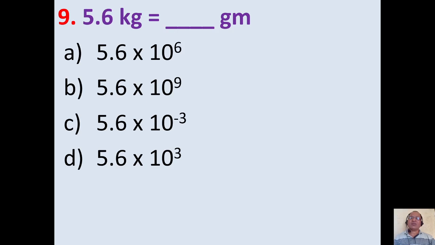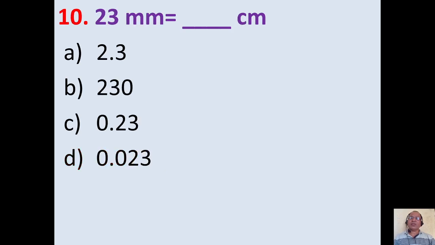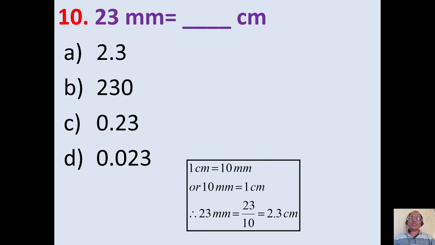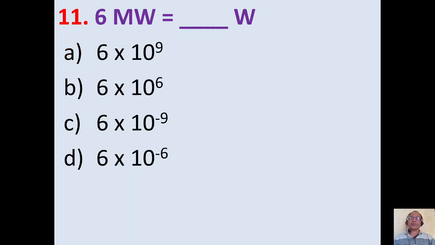5.6 kilogram is equal to how many grams? So we know that kilo stands for 10 raised to 3. So the correct option will be option D, 5.6 into 10 raised to 3. 23 millimeter is equal to how many centimeter? As we have seen in the first MCQ also, 10 millimeter is equal to 1 centimeter. So 23 millimeter is equal to 23 upon 10, that is 2.3 centimeter. So option A is correct here.